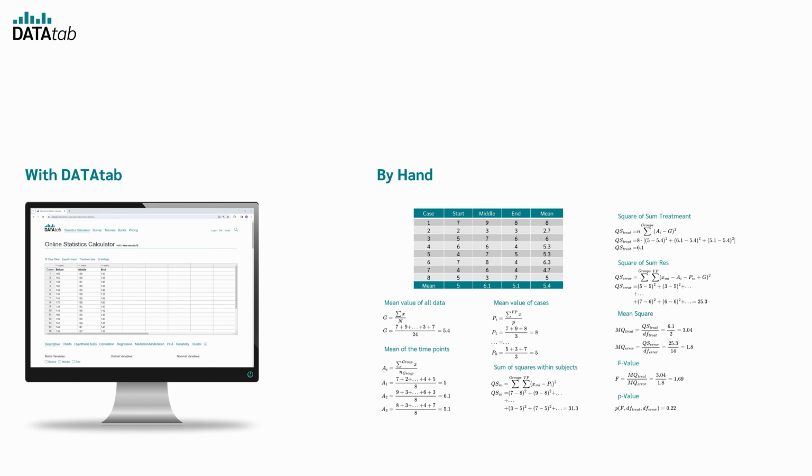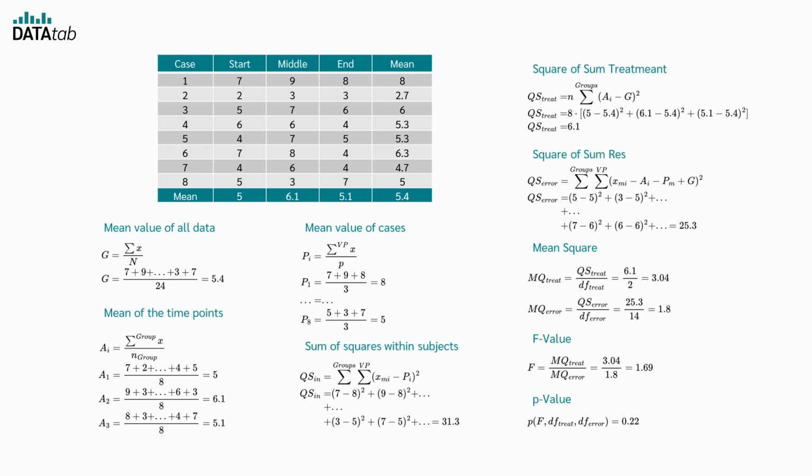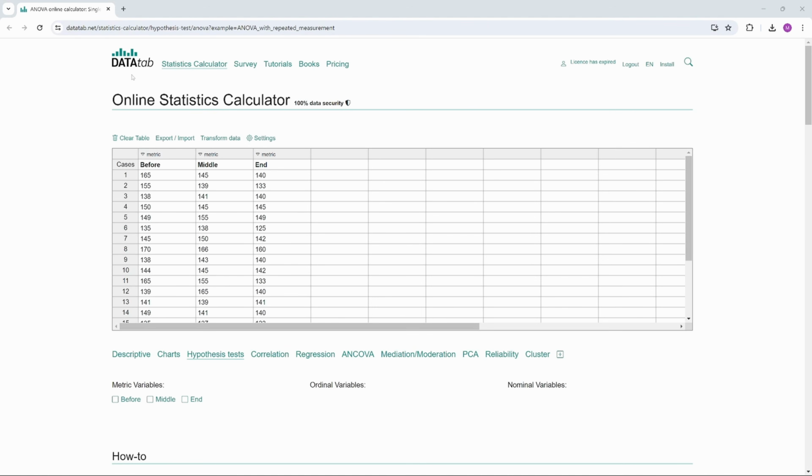Now I'll show you how to calculate and interpret an analysis of variance online with DataTab. And then we'll go through the formulas to explain how to calculate the analysis of variance with repeated measures by hand. To calculate an ANOVA online, you simply go to datatab.net and copy your own data into this table. I use this example dataset. You can find a link to load this example dataset in the video description.